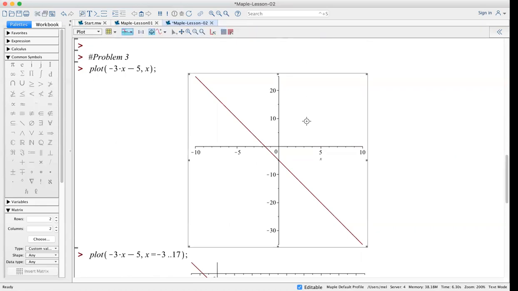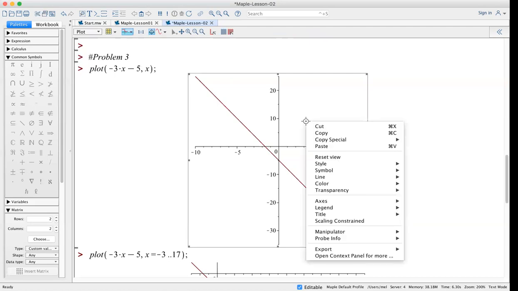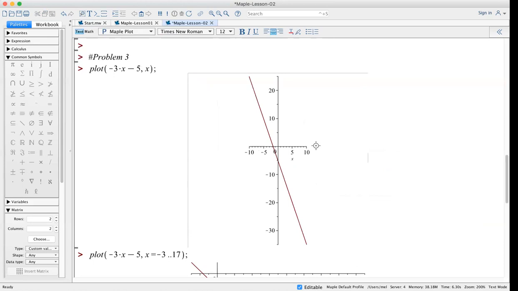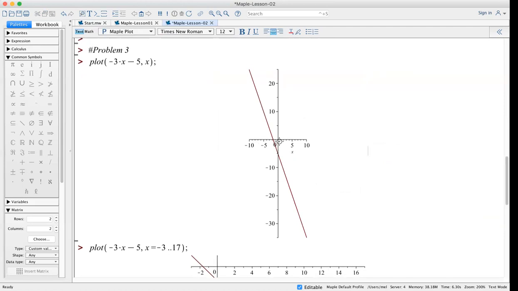if you click inside the graph, and I just did shift control, you get a little menu. One option is scaling constrained. If I click on that, now it gives me a graph of the function which is drawn to scale. So a horizontal unit is the same as a vertical unit. And this line you can see has slope minus 3, and it really is minus 3.